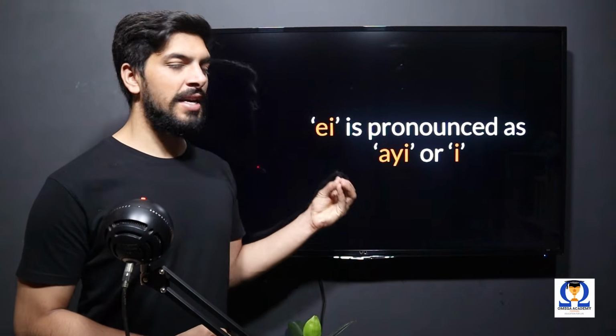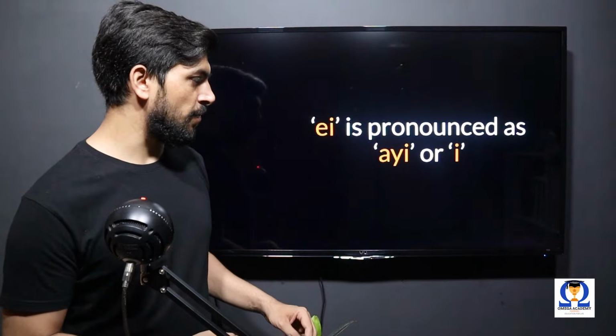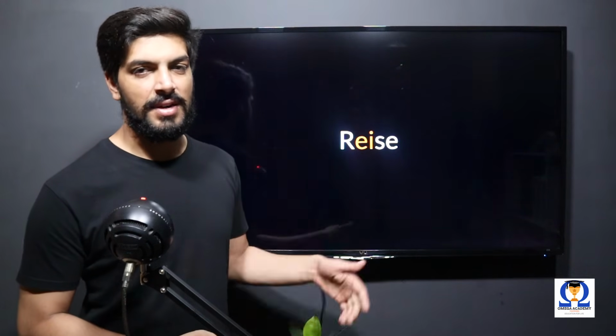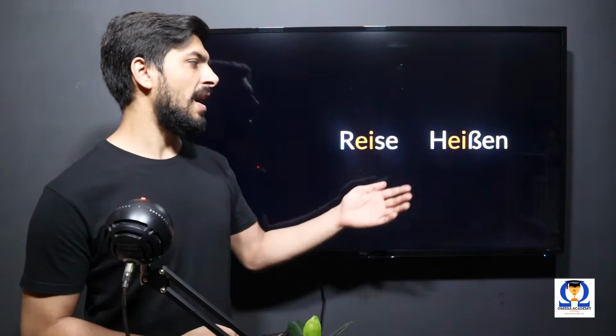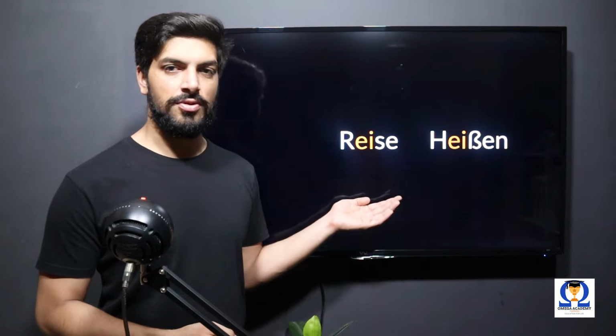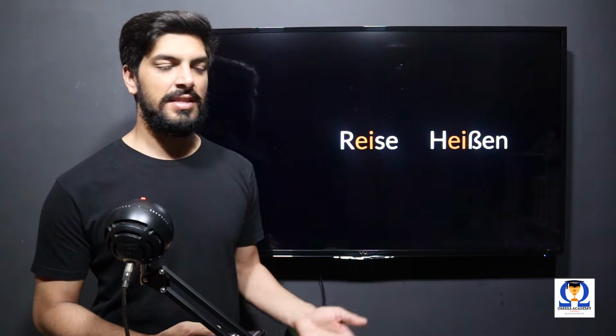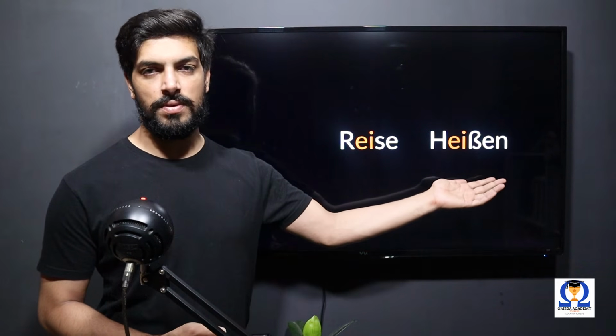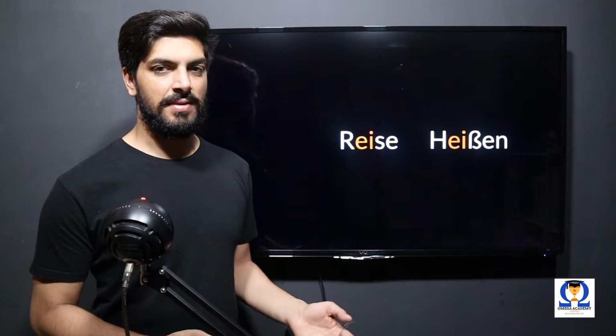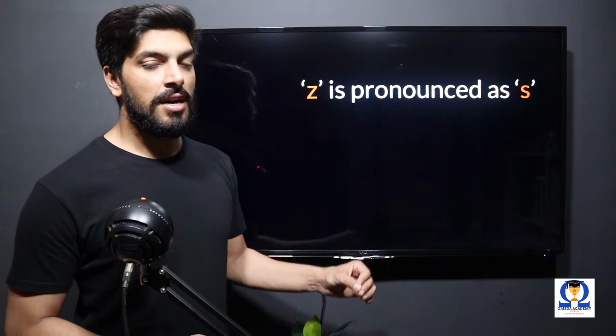Moving forward, EI is pronounced as eye. Can say any of them, they are both same. So EI is pronounced as eye. An example would be Reise or heißen. Reise is to travel and heißen is to be called, right? This is the full-fledged verb. So this is heißen.